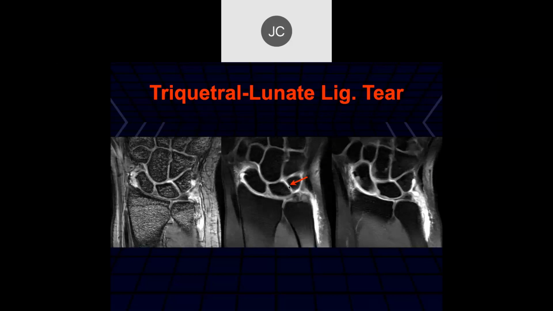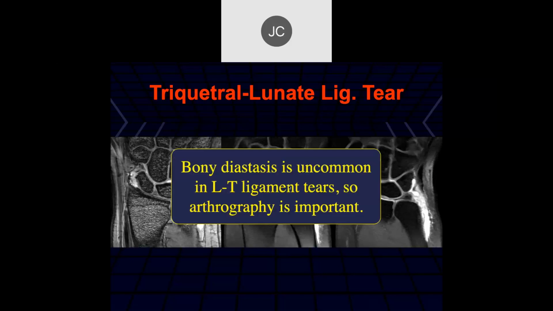Again, notice here, you're not seeing a diastasis. You get a displacement of one bone with respect to the other. On the actual sagittal images on this patient, there was not yet any VC instability. So if this is what you're really concerned about, arthrography can be helpful. But this is a very uncommon injury.